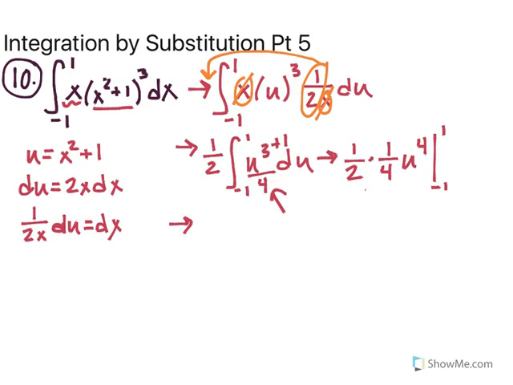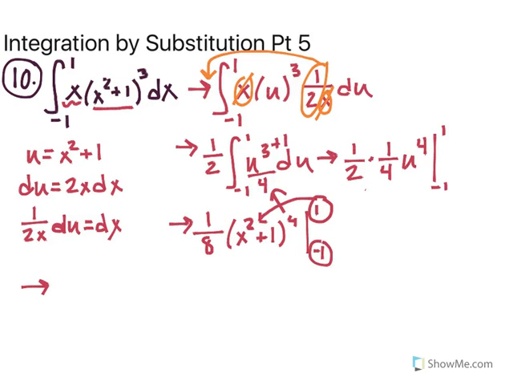So let's go ahead and simplify. 1/2 times 1/4 is 1/8. We're going to resubstitute u. That means x squared plus 1, to the 4th power, and then from -1 to +1. So now what we're going to do is follow the fundamental theorem of calculus, where we input the upper bound into our function for x, and then we subtract the value that we get when we plug in our lower bound. That is all the fundamental theorem of calculus is. It sounds way more complicated than it actually is.